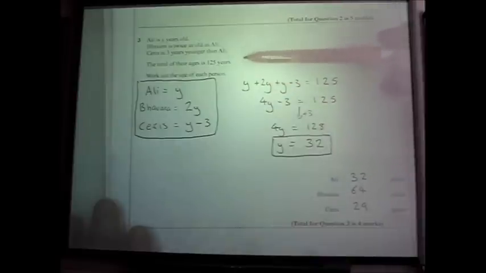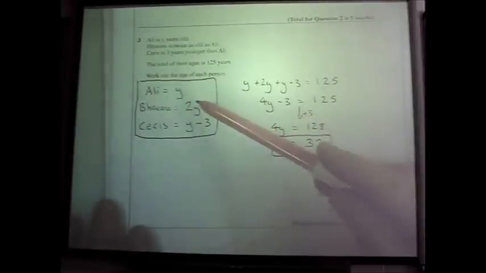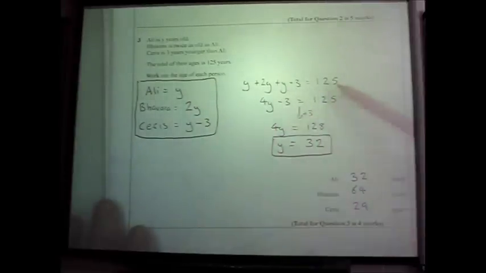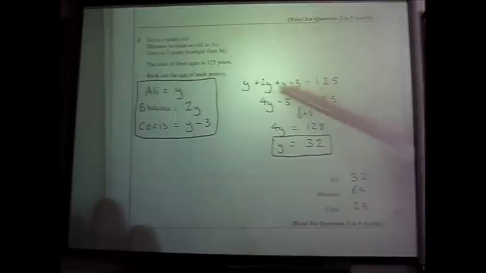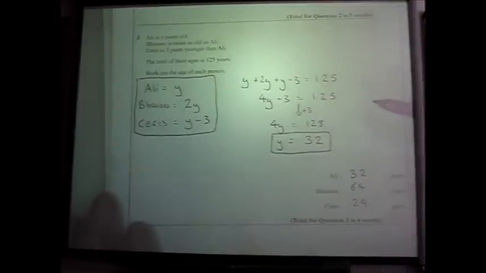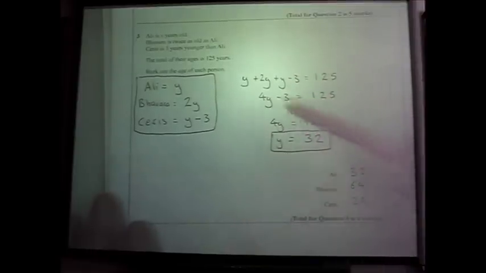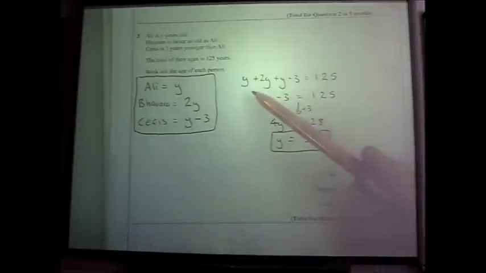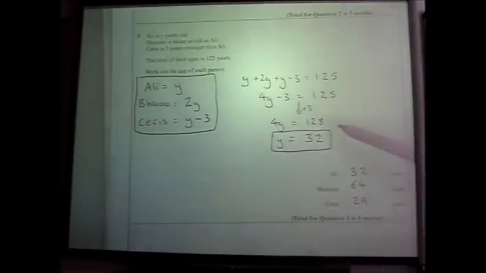And it says the total of their ages is 125. So y, add 2y, add y, take away 3, is 125. Now you've got yourself an equation, you need to solve it. What I would do first of all is group my y's together. So y, add 2y, add y is 4y, take 3 is 125. You add 3 to both sides to get rid of this negative 3, so 4y is 128. And then divide both sides by 4, so y is 32.